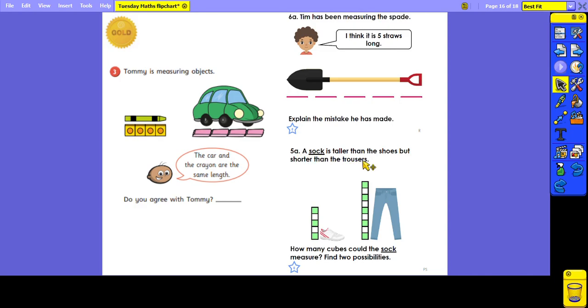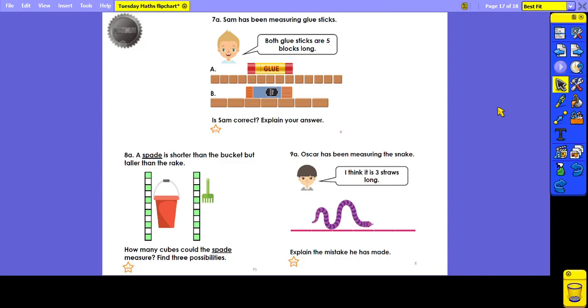And for question 5, you need to decide how many cubes the sock could measure. Find 2 possibilities. So this is very similar to the question we've just done together. And finally, for platinum, you've got some more challenging reasoning and problem-solving questions to try.